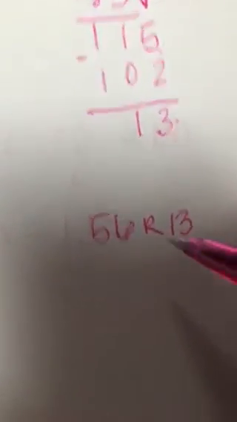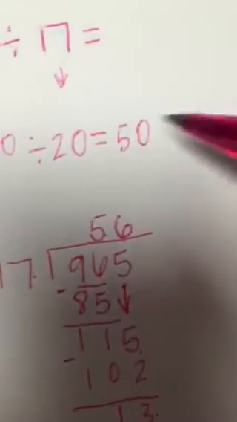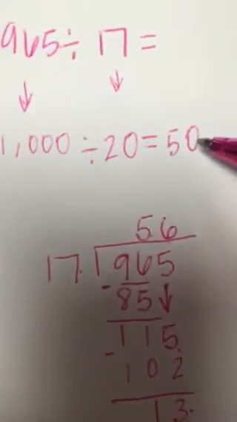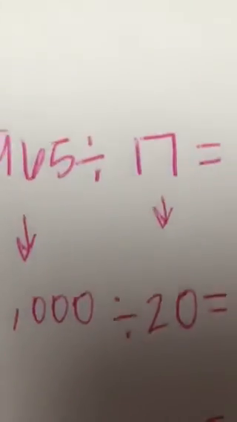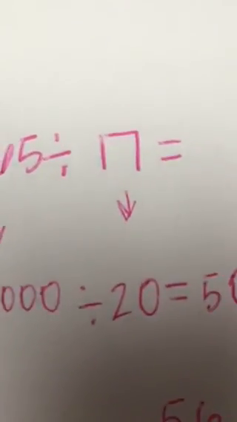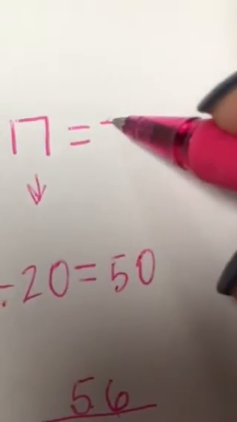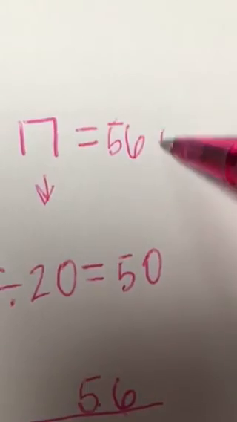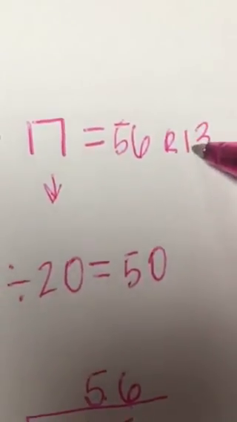This R here stands for remainder. Now if I look back up, here is the estimate that I made, 50. 56, remainder 13 is close to 50, so we know that this is a reasonable answer. So we are able to solve 965 divided by 17 equals 56, remainder 13.